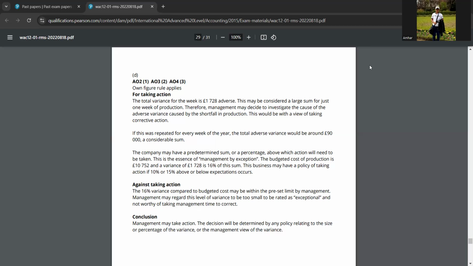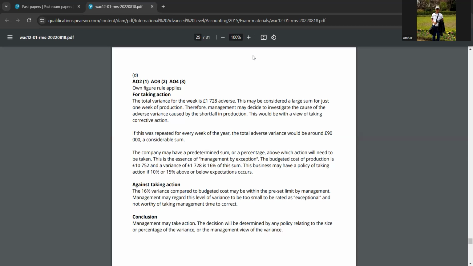So what they are saying is Kronos Clocks Limited applies a policy of management by exception. After that, they're telling you to evaluate whether it is appropriate for Kronos Clocks Limited to take any action concerning the performance of the production workers in week 23. What you can tell is from your previous answers from B and C part. In C part, they told you to calculate labor efficiency variance and labor rate variance.